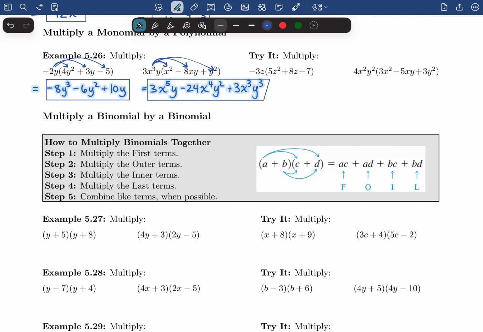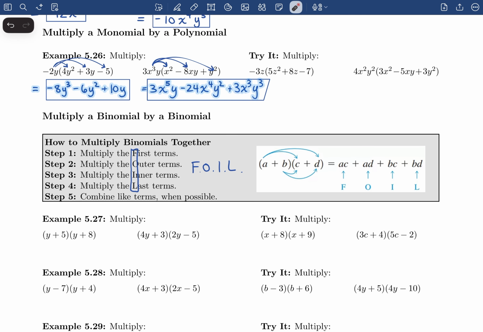First of all, when we lay it out like this, there becomes an acronym that appears, and that acronym is called FOIL, which stands for first, outer, inner, last, right? So when we follow this 4-step process here, not worrying about step 5, we're just using the first, outer, inner, last, and the acronym for that is called foiling.